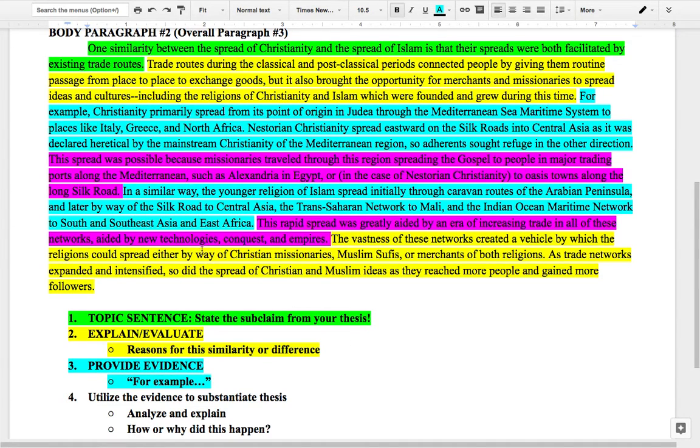Then I move on. I give another example. In a similar way, the younger religion of Islam spread initially through caravan routes of the Arabian Peninsula and later by way of the Silk Road to Central Asia, the Trans-Saharan Network to Mali, and the Indian Ocean Maritime Network to South and Southeast Asia and East Africa. And once again, this rapid spread was greatly aided by an era of increasing trade in all of these networks, aided by new technologies, conquests, and empires. Here I've used the word aided twice, so I should probably think about changing that.